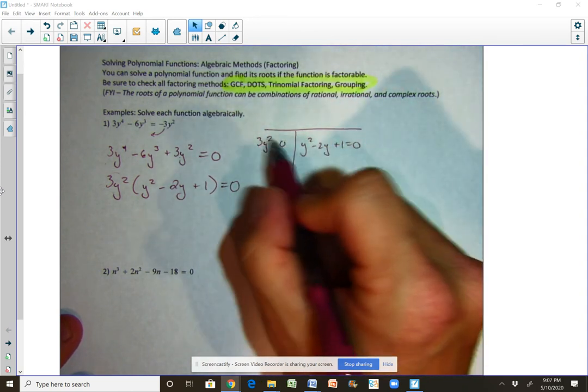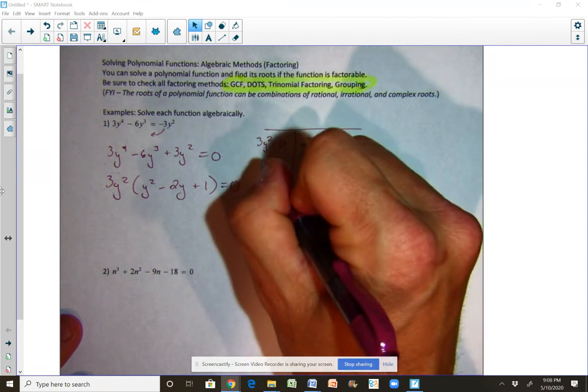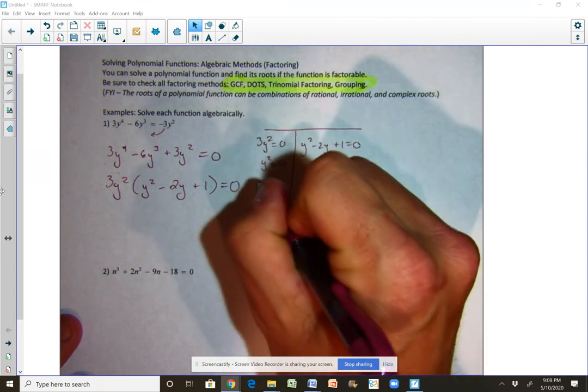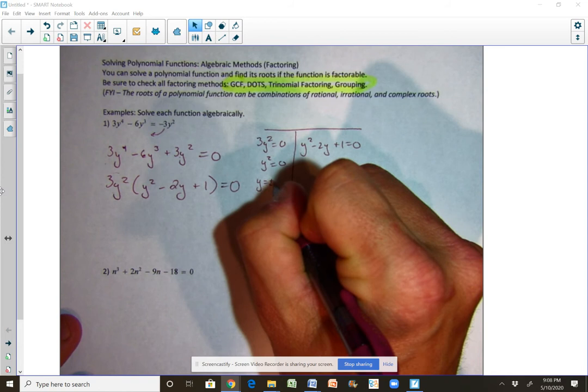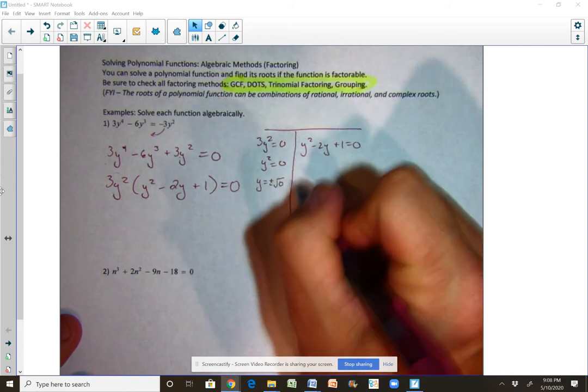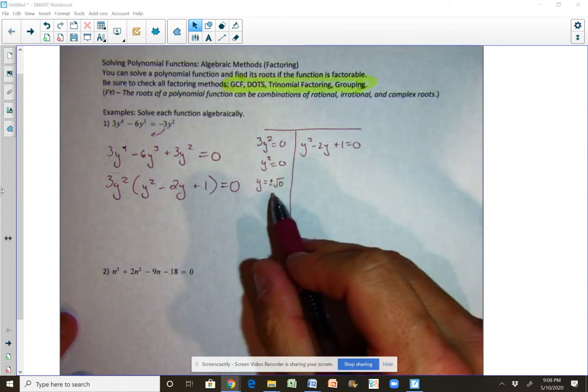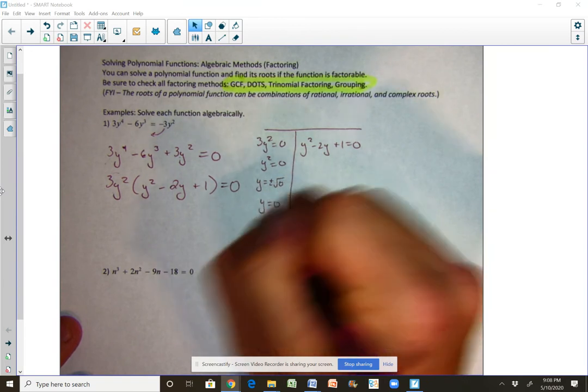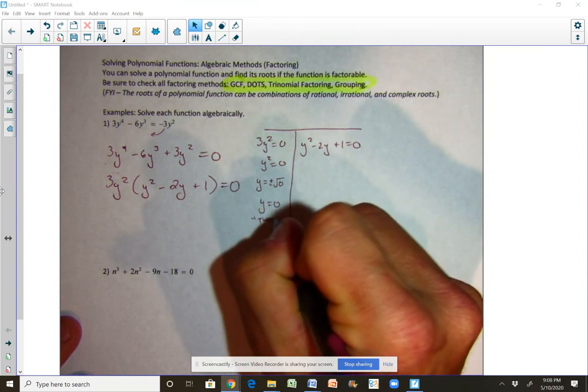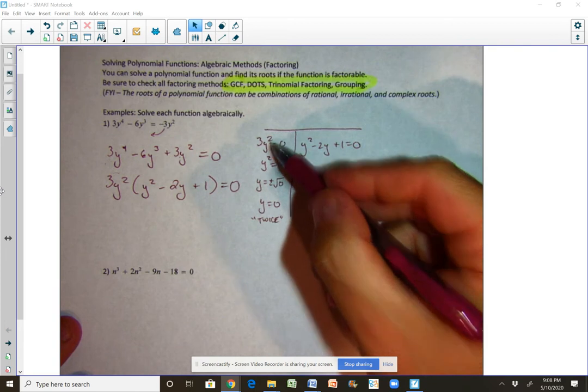This one's not too hard to solve, because if you divide by 3, you get back to y squared equals 0. So y is equal to plus or minus the square root of 0. Well, plus square root of 0 and minus square root of 0 are the same answer. That's just y equals 0, but it's kind of like that thing happening twice. There are two roots there for that particular value.